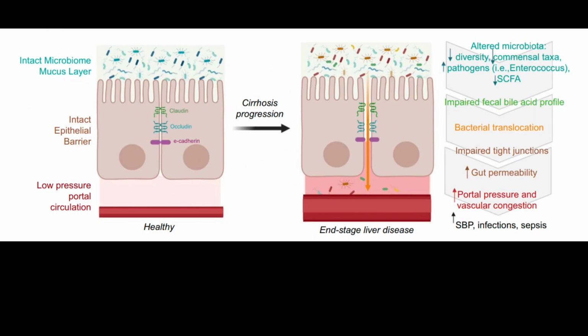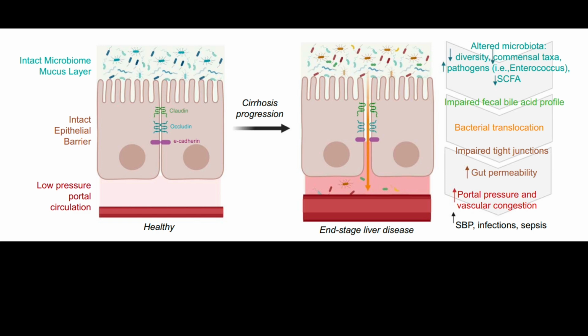This image illustrates key changes in the gut barrier and microbiome as cirrhosis progresses from a healthy state to end-stage liver disease. 1. Healthy gut barrier. Intact microbiome and mucus layer. Provides defense by preventing harmful microbes from accessing the epithelial barrier. Intact epithelial barrier. Tight junction proteins like claudin, occludin, and E-cadherin maintain epithelial integrity. Low pressure portal circulation. Healthy circulation supports normal barrier function.